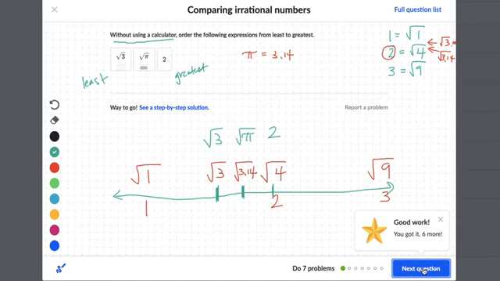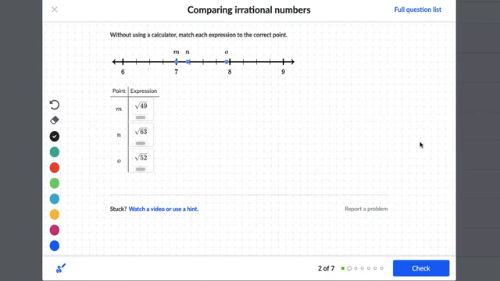Let's go on to the next question. Without using a calculator, match each expression to the correct point. Go ahead and try and figure this out on your own first.